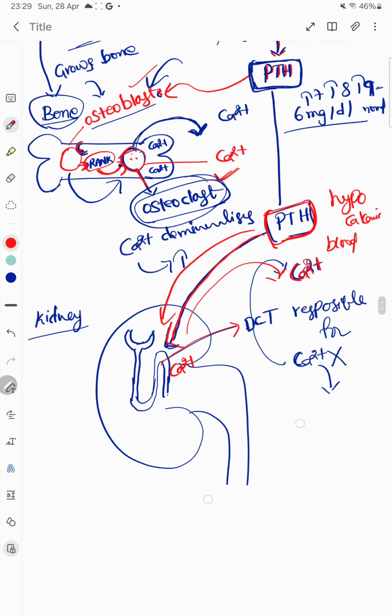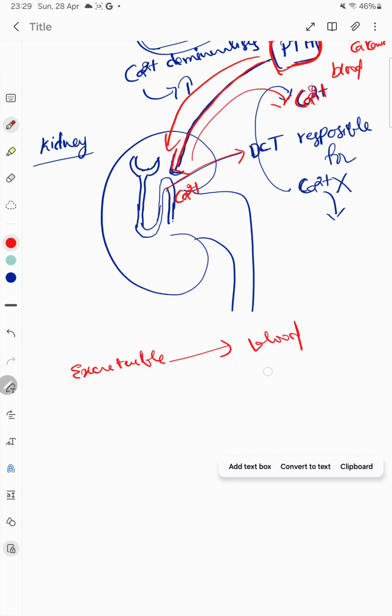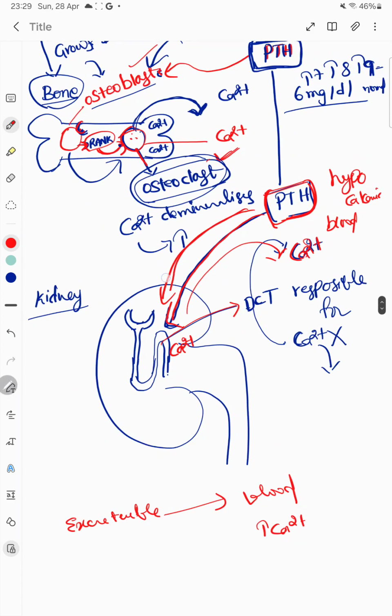So what if excreted or excretable calcium comes back into your blood? I'm putting the calcium back into the blood from the kidney, which means automatically the calcium level will be increased again. So hypocalcemia will become normal by the action of PTH on the kidney.